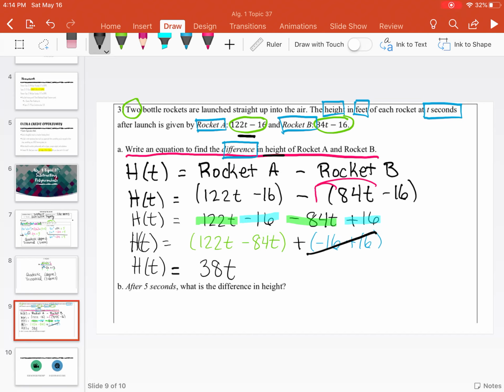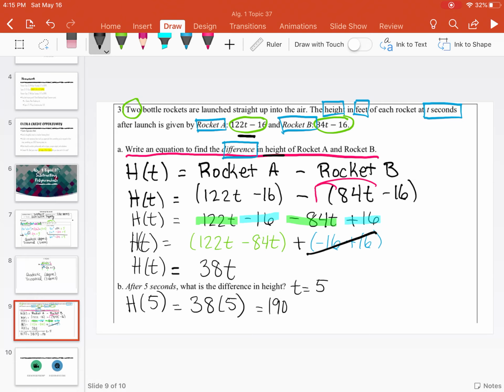Now part B asks us to, after 5 seconds, find the difference in height. So this is really handy, which is why we included our unit of time in seconds. What we're asked to find here is our height after 5 seconds. So we're going to plug in t equals 5. So we have 38 times 5. 38 times 5 is 190.